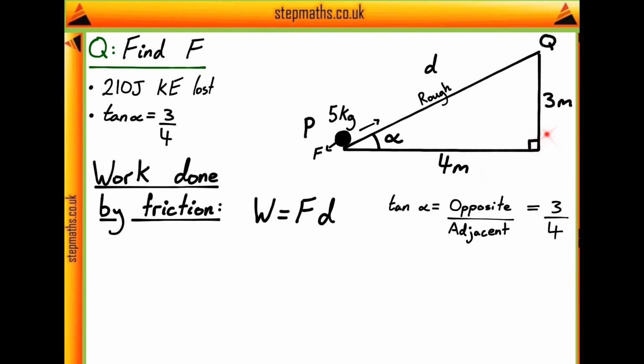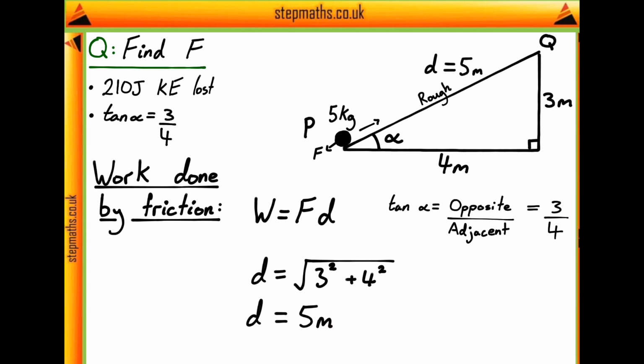Now with this information, we have a right angled triangle with 2 of the sides, so we can use some Pythagoras to try and find d. Simply solving this, we get that d equals 5 meters. With this information, now we can think about the work done by our force, and then we can work out the magnitude F itself.